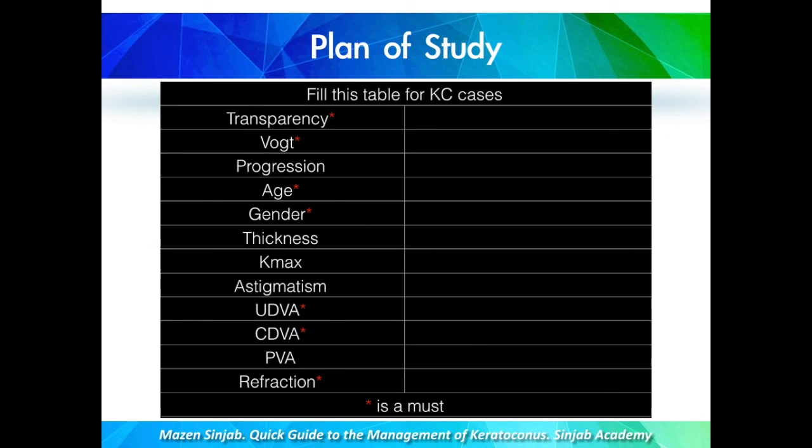We have to tell whether the case is transparent, the cornea is transparent or not, Vogt's striae are there or not, the case is progressive or not, what is the age of the patient, what is his gender, thickness at the thinnest location, Kmax, amount of astigmatism, here not manifest astigmatism, this is the topographical astigmatism based on the total corneal power map, and his uncorrected and best corrected visual acuity, potential visual acuity when his corrected visual acuity is poor, and the amount of subjective refraction.